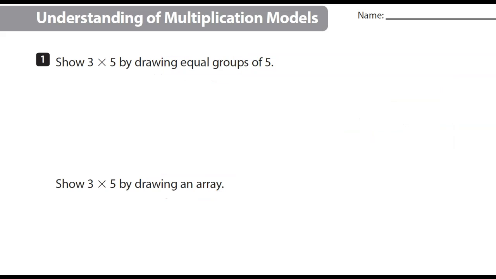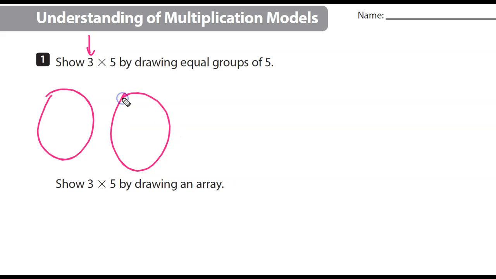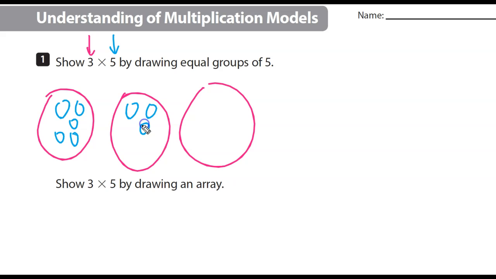It says draw equal groups for 3 times 5. The first number tells you how many groups I'm going to need. So how many groups am I going to need? 1, 2, 3. The second number, or the second factor, tells you how many are in each group. How many are in each group? 5. 1, 2, 3, 4, 5. Again 1, 2, 3, 4, 5, and again. I'm done. That's it. It doesn't say that I have 5 groups, right? It has 3 only. Okay.